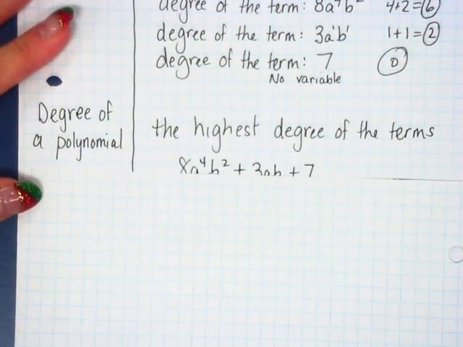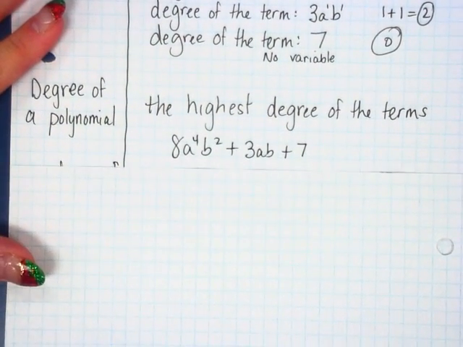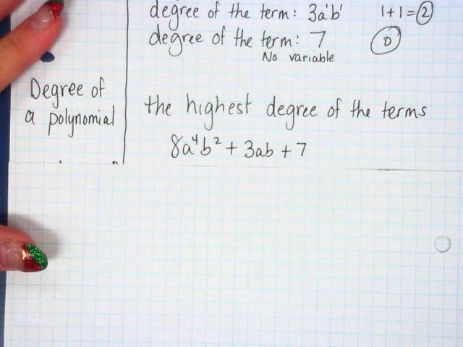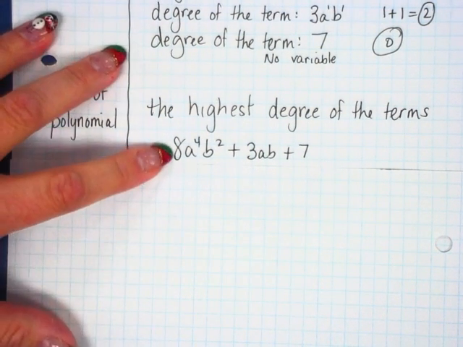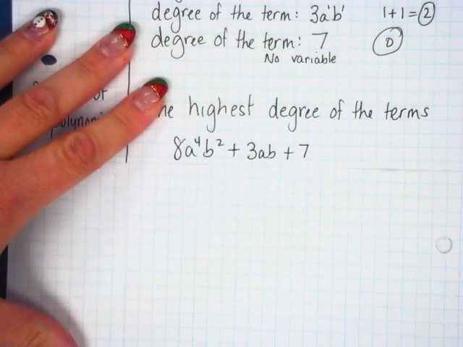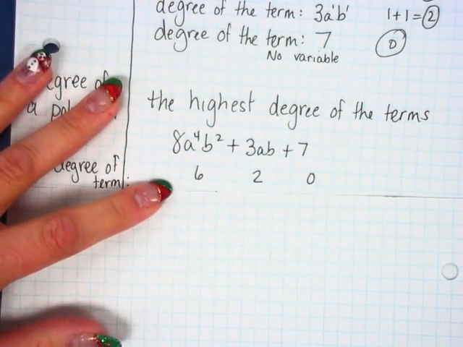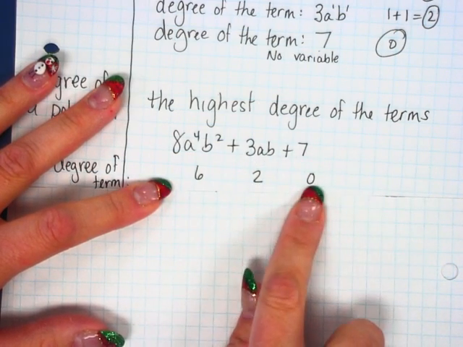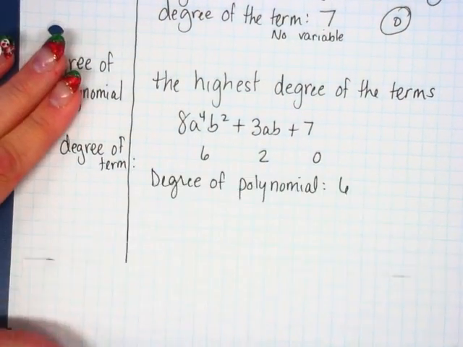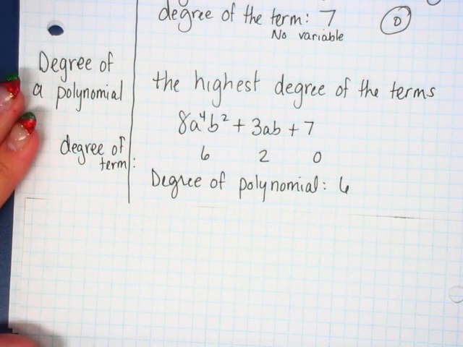Right? Degree of a polynomial. You take the highest degree of the terms. So if we use that same problem from up above, the 8a to the fourth b squared had 6 as its degree, 3ab had 2 as its degree, and 7 had 0. So the degree of the polynomial would be 6.